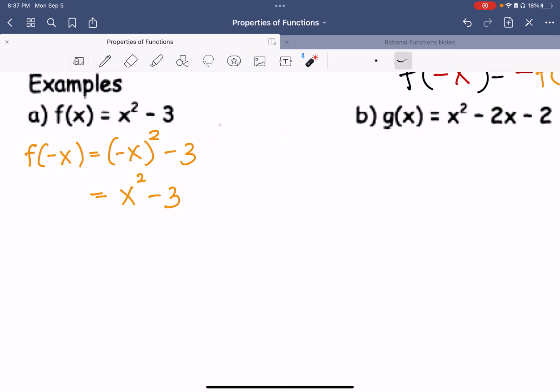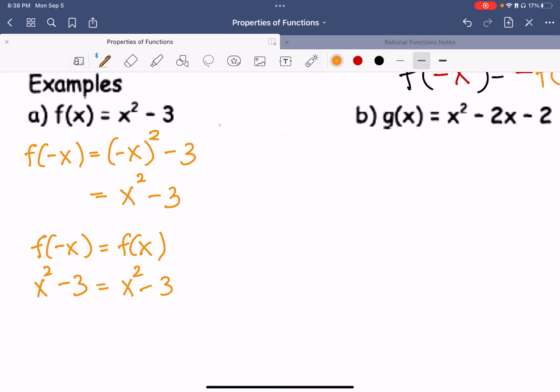When you're done simplifying, you're going to compare. Is this the same as this? You can see that it's exactly the same. So when I plugged in a negative x, it was equal to the original f of x. f of negative x was x squared minus 3, and f of x was x squared minus 3. So they're the same exact function. Therefore, it is even. Okay, let's try another one.